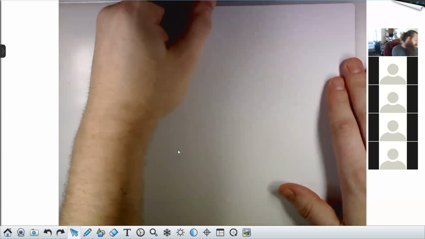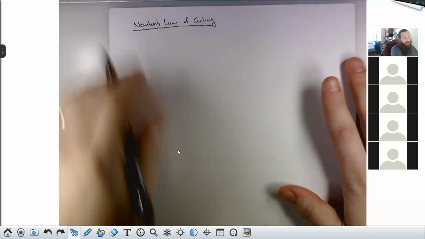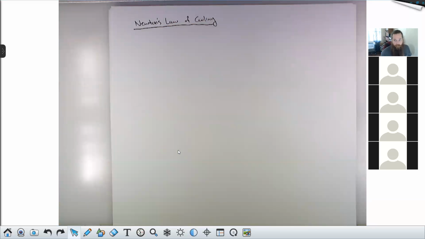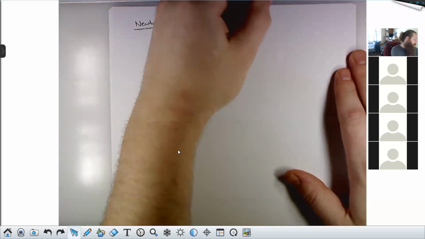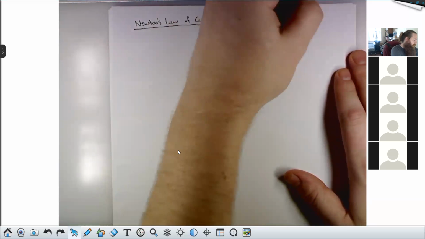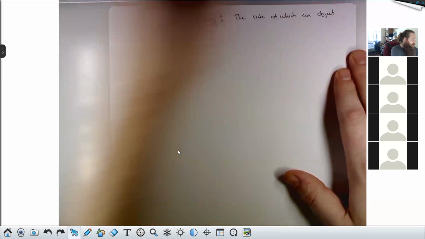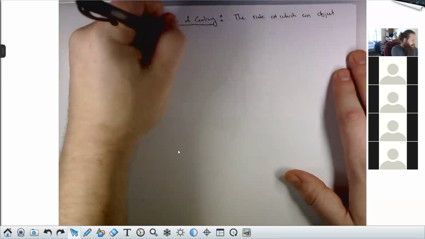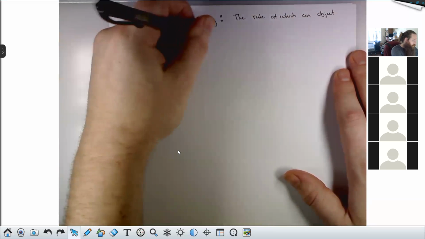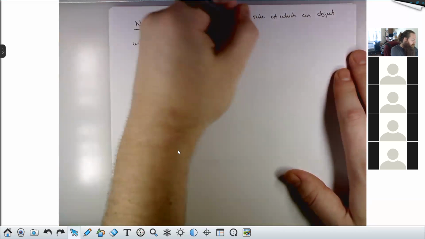is Newton's law of cooling. The basic idea there is that if I have something like a cup of coffee sitting on my desk, where the coffee is much warmer than the surrounding environment, then the rate at which the coffee will cool is proportional to the temperature gradient. So the big idea: the rate at which an object will cool, assuming the object is warmer than the surrounding environment, is proportional to the temperature difference.